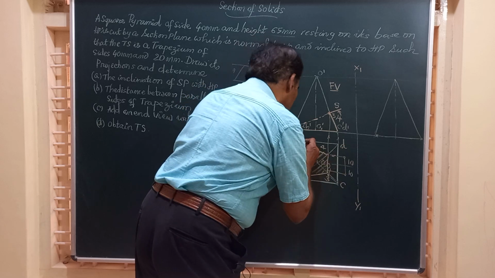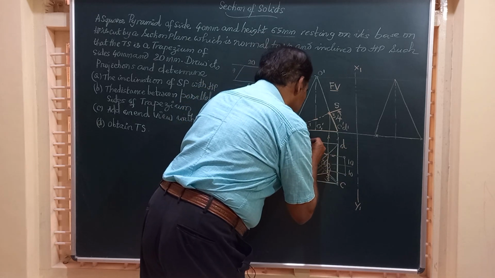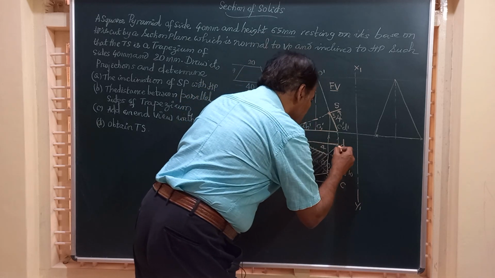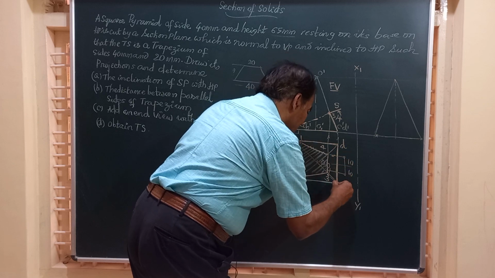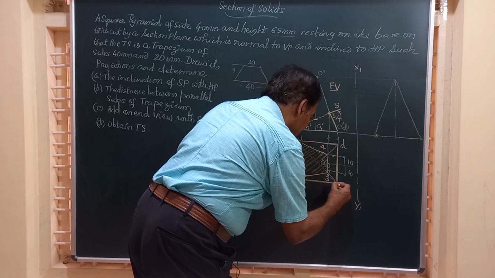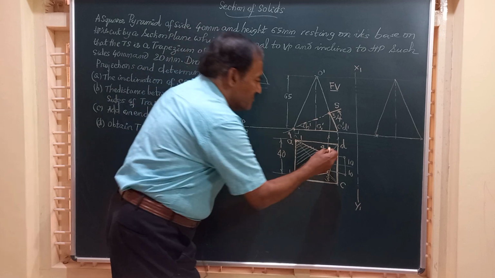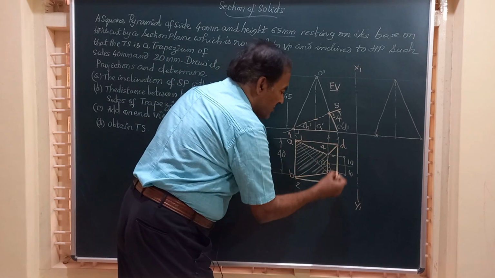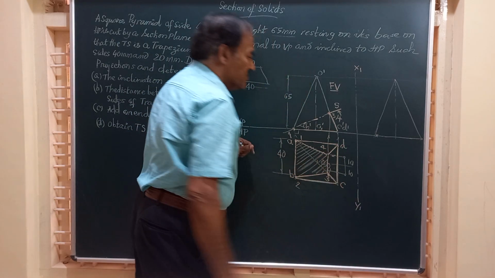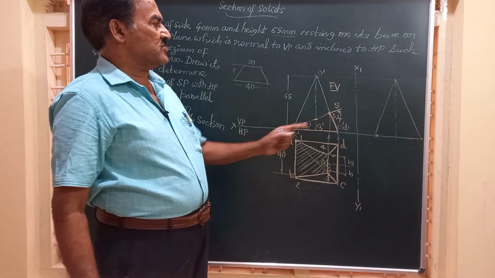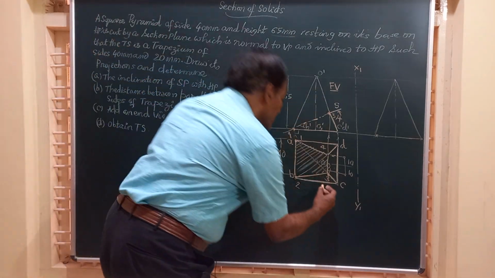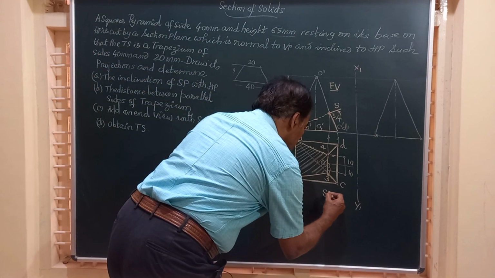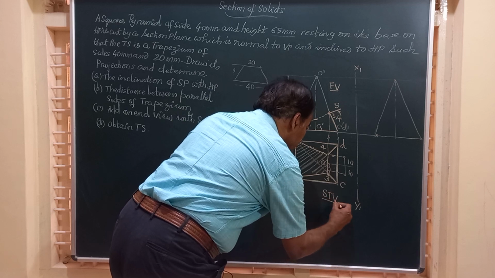And friends, after that you have to darken the remaining portion of the base of the solid. So I am going to join like this. And remember, this portion of the slant edges should also be darkened. So we have got the front view here, friends. We have got the sectional top view, since there is hatching.